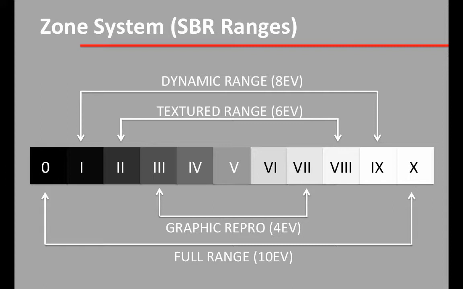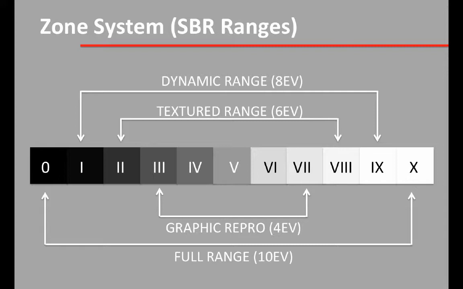The zone system in black and white photography is about breaking up those tonal values as zones, as one stop or stop values. Zone 5 is a mid-grey or a grey card, 18% grey. Our highlight values go up and our low values go down. You need to do a bit more reading about this concept, and I'm not going to explain it a lot here, but it's looking at the difference between a full range, a dynamic range, a textured range, and then a graphic reproduction range.